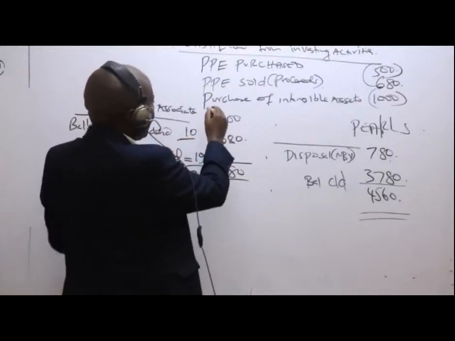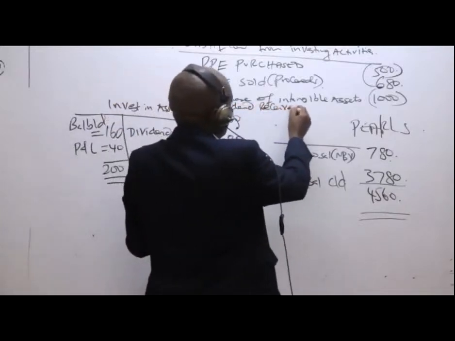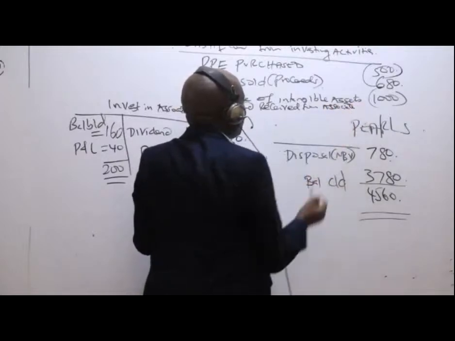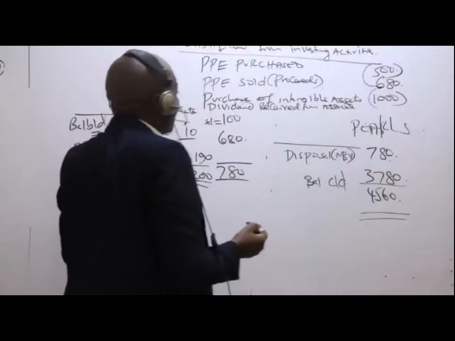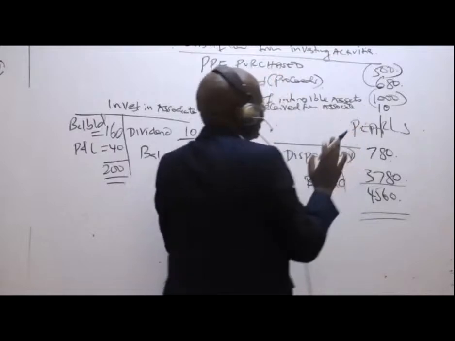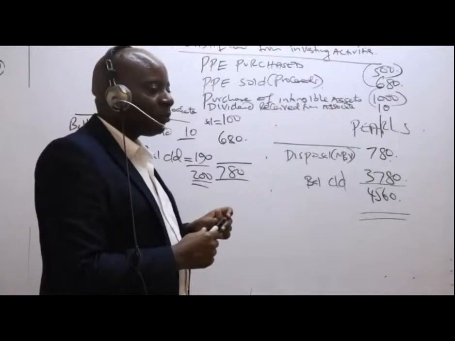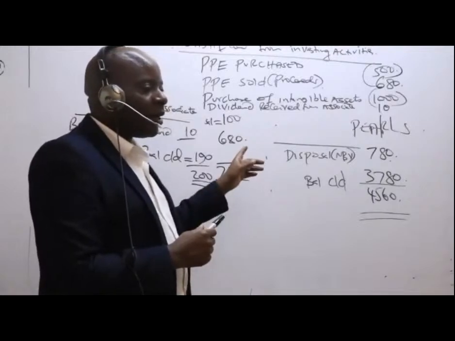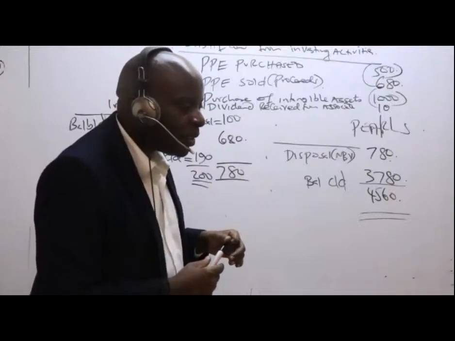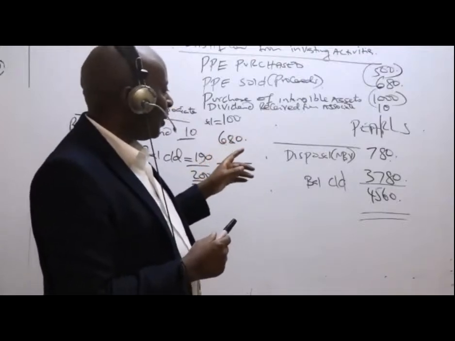So mention there dividend received from associate, positive 10. And then I can see a good student asking a very good question. How come we never deducted depreciation from PPE under operating activities? Are you sure we never?